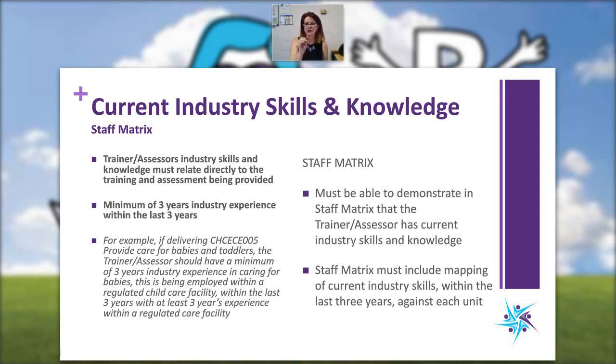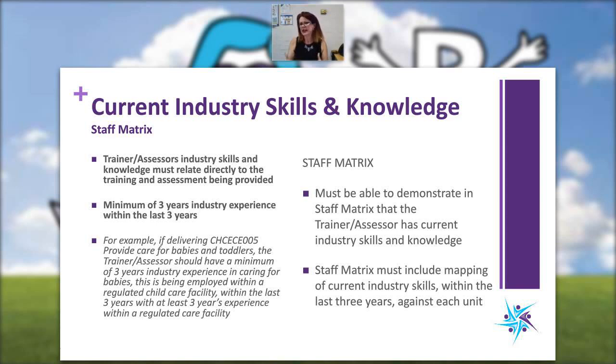And when you look at the unit of competency for provide care for babies and toddlers, it actually addresses that and says that they must be able to change nappies, they've got to supervise others looking after children, there's specific requirements that they've got to meet, feeding babies and toddlers and things like that, and looking at the developmental side of them. So on your staff matrix, you need to put all this information in there.